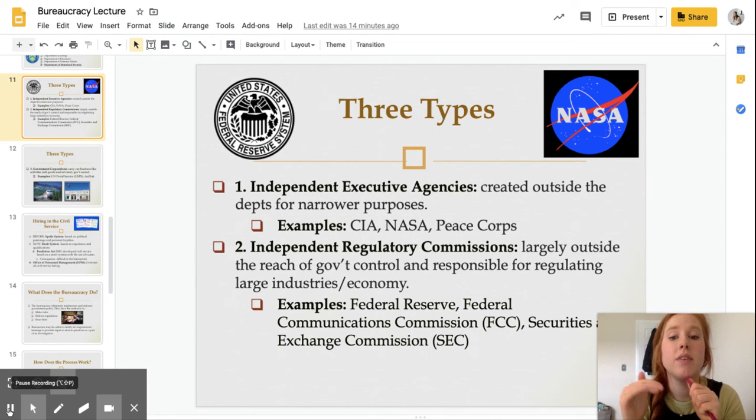Then we have independent regulatory commissions. That is going to be where we have things that have and enforce these regulations. So if you think about the Fed, Federal Communications Commission, Securities Exchange Commission, things like that, that is going to kind of go where each branch can't. They're regulating industry, the economy, things like that. And so some of those bureaucratic little abbreviations in our key, those are going to be these independent regulatory commissions. So if you think about that name, regulatory, that's going to be a group that's trying to regulate.